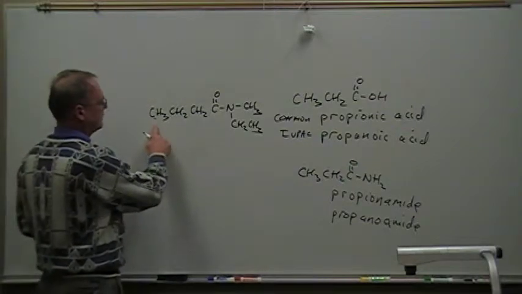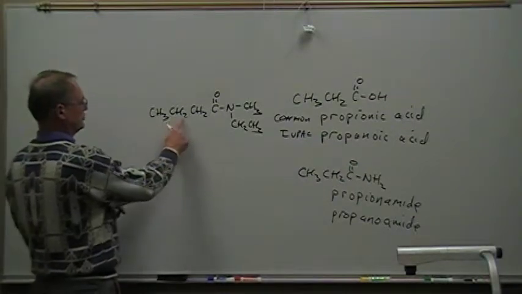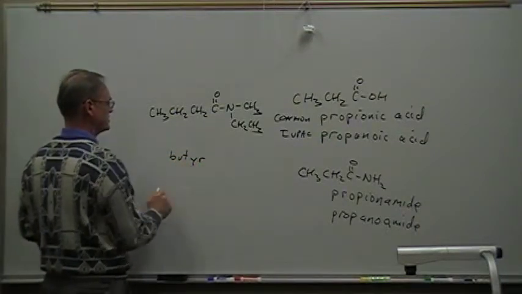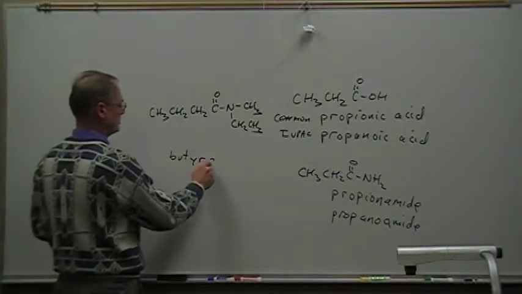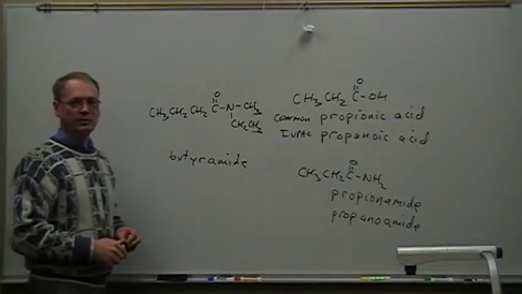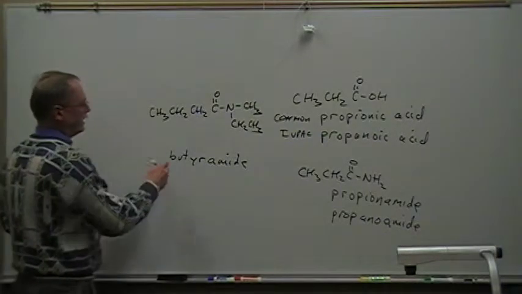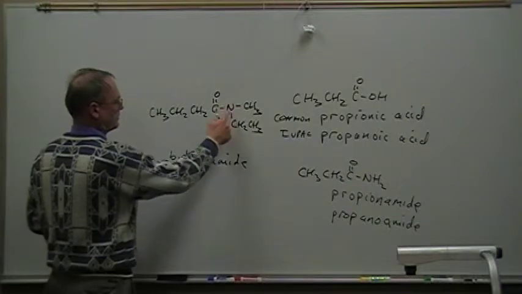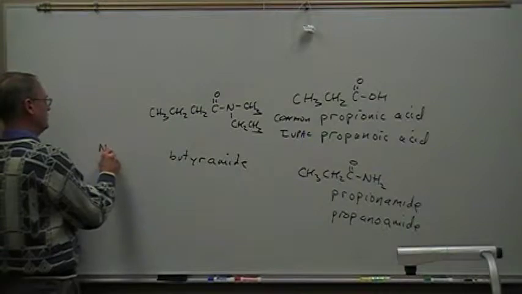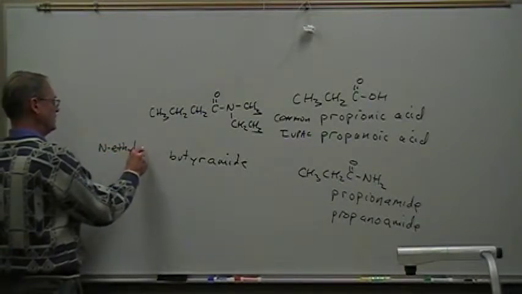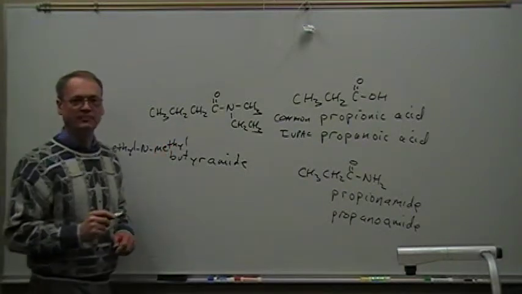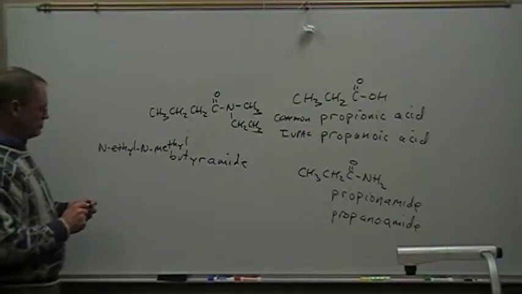How are we going to name that? Well, the common name for the corresponding carboxylic acid, 1, 2, 3, 4 carbons, is butyric acid. So we're going to change the name to butyramide. So without the methyl and the ethyl groups on there, that would be butyramide. How do we indicate that there's a methyl on the nitrogen and an ethyl on the nitrogen? In front of the name, we're going to write capital N, ethyl, capital N, methyl. N-ethyl, N-methyl butyramide.